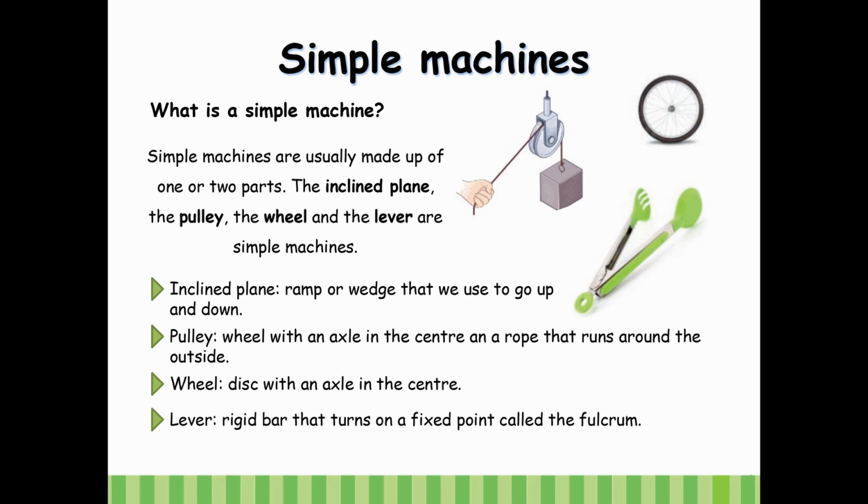Inclined plane: a ramp or wedge that we use to go up and down. Pulley: a wheel with an axle in the center and a rope that runs around the outside. Wheel: a disc with an axle in the center. Lever: a rigid bar that turns on a fixed point called a fulcrum.